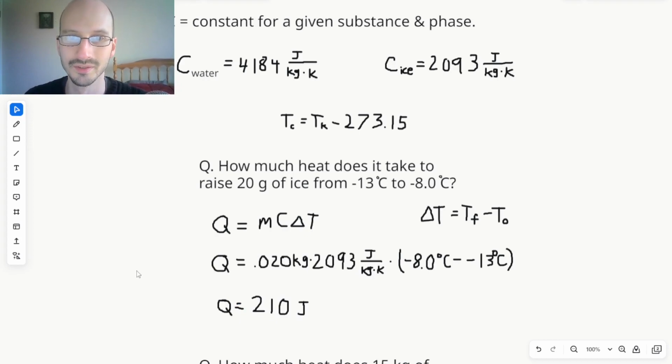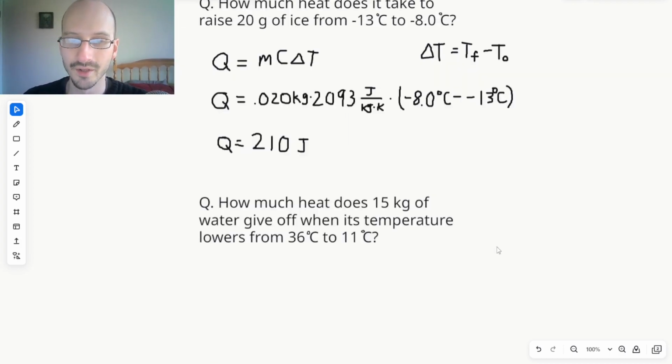210 joules. And we can use Celsius. We don't have to convert to Kelvin because the difference in Celsius is the same as the difference in Kelvin. It's just the absolute values that are different. All right, so I have another question out here.